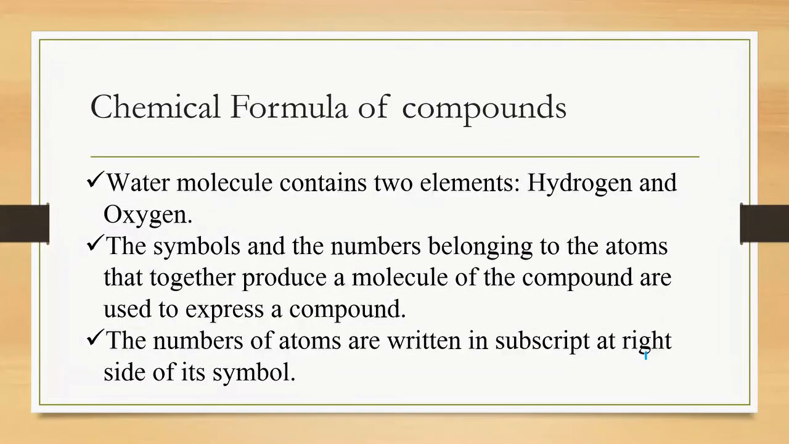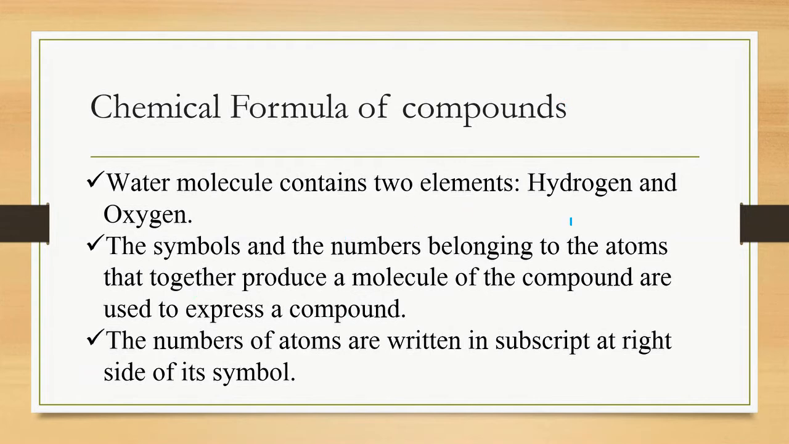Now, chemical formula of compound. How will we write down the chemical formula of compounds? First of all, water molecule. We give an example. Water molecules contain two elements, hydrogen and oxygen. The symbols and the numbers belonging to the atoms together produce a molecule. Formulas are used to express a compound.